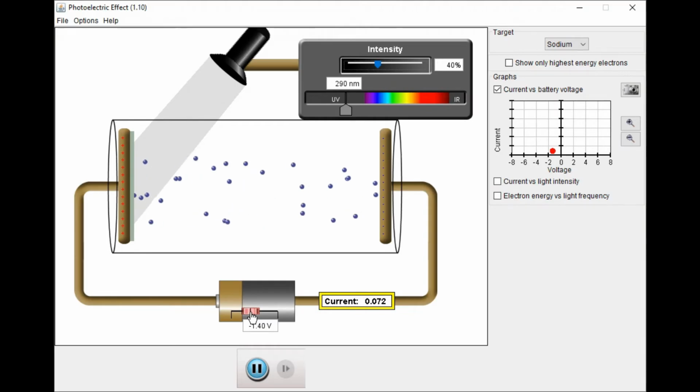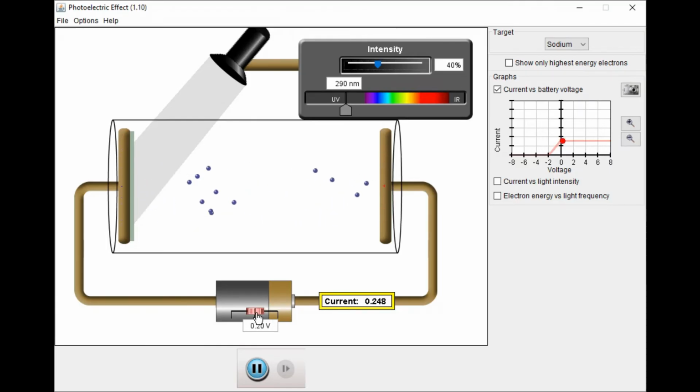So let's do that. I'm going to first take it to the right, and then I'm going to come back to the left, and you should be looking at the graph on the right. So what we see is that at about 0 volts there is a current that's produced, and that's because as the electrons are ejected from the metal, they're sort of randomly sent off, and some of those are going to make their way to the other plate.